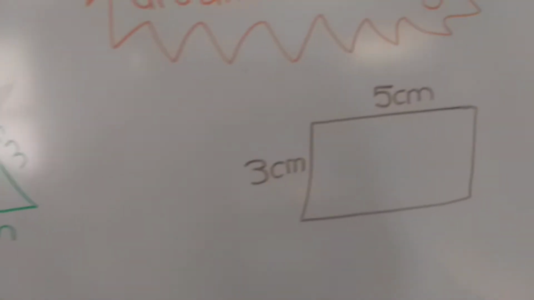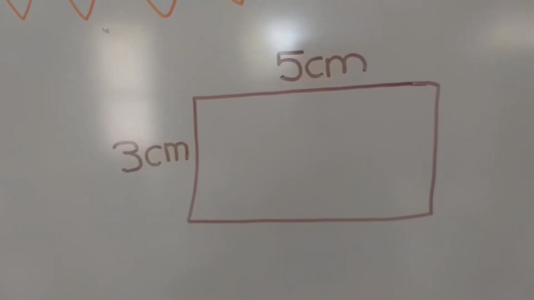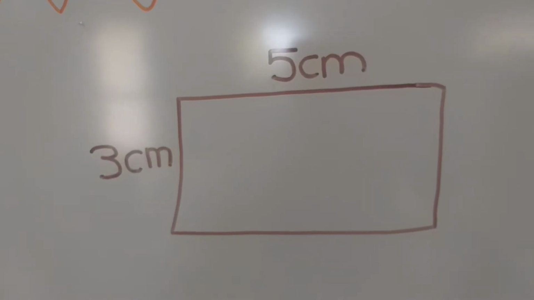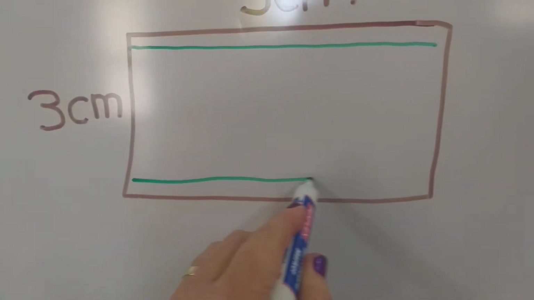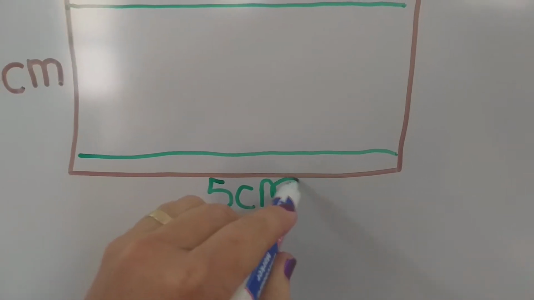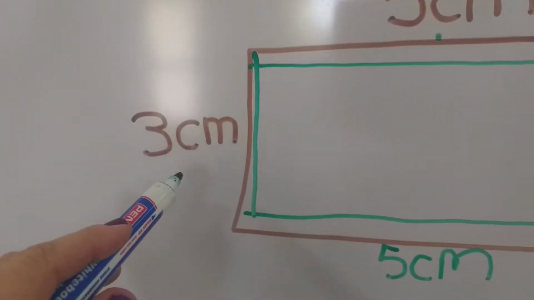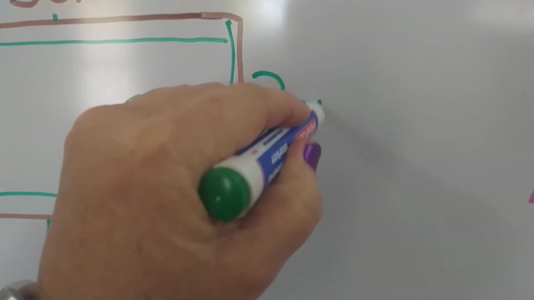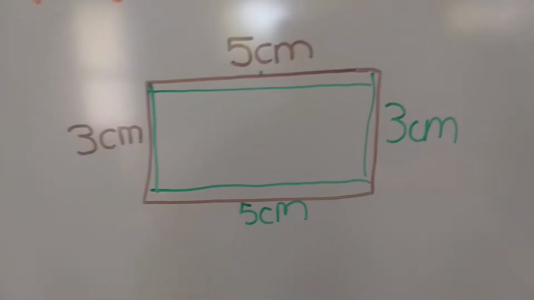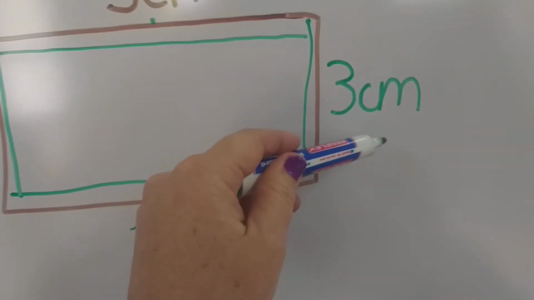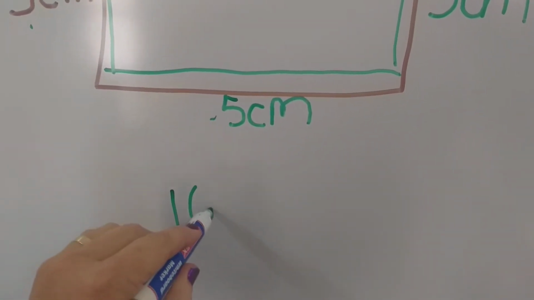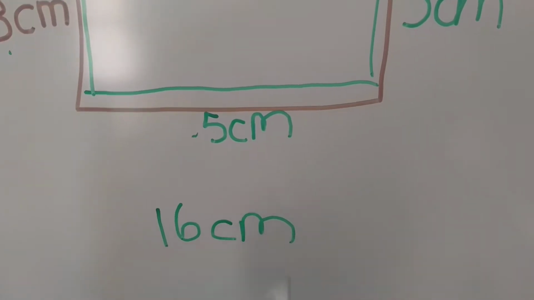If you are given a rectangle, but they only give you 2 measurements, that shouldn't be a problem, because we know that in a rectangle, that side is equal in length to that side. If they're telling you that's 5 centimeters, you will know automatically that that side will also be 5 centimeters. And that side of the rectangle is equal in length to that side. If they're telling you that's 3 centimeters, you know that that's also going to be 3 centimeters. The perimeter of this shape will be 5 plus 5, which is 10, and another 3, 13, another 3 is 16 centimeters. So the perimeter of this rectangle is 16 centimeters.